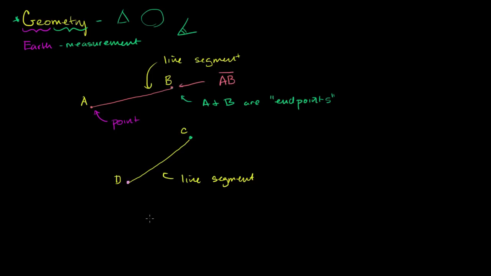This line segment down here, we would write it like this. And we could have just as easily written it like this. CD with a line over it would have referred to that same line segment. BA with a line over it would refer to that same line segment.